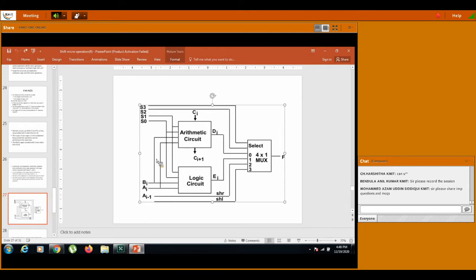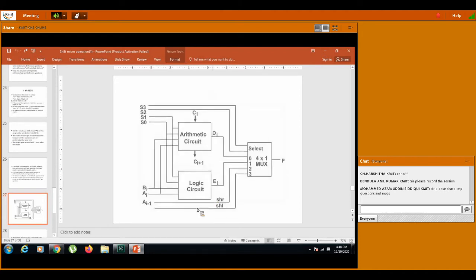AI and BI are the inputs, which you are connecting to the arithmetic circuit and to the logic circuit. In the same way, the S0 and S1 signals are connected to the logic circuit and two signals are connected to the multiplexer. Now for shift right and shift left, you are having this AI minus 1, and another thing called BI minus 1. Here it is not shown; please see that you are having that. Maybe it went away when I was taking the picture.